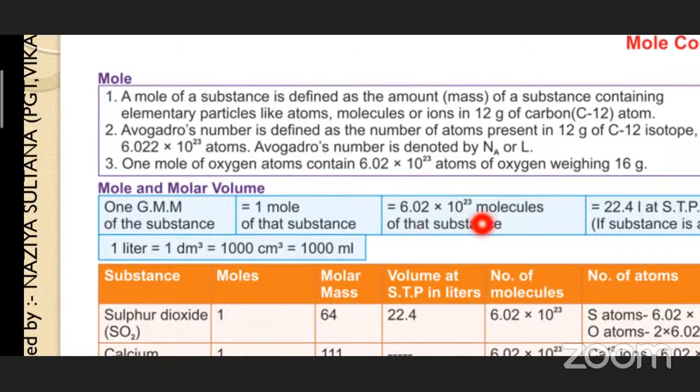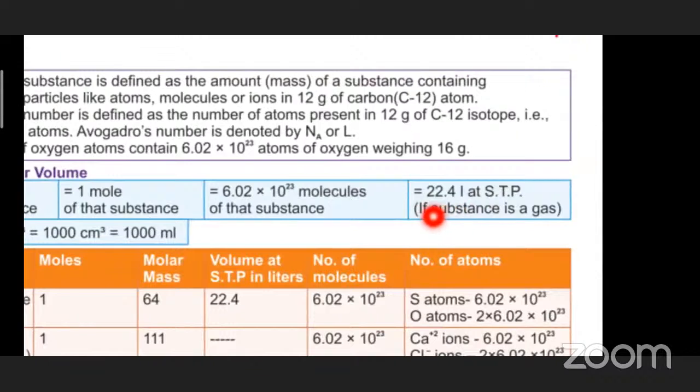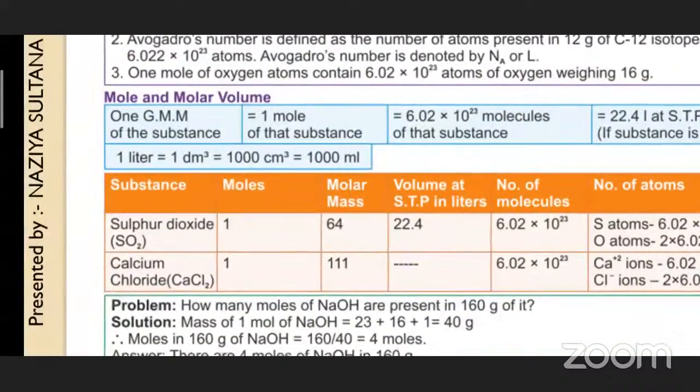And we have studied that substances exist in 3 physical states. It could be a solid, a liquid, or a gas. Suppose the substance is a gas, 1 mole of a gas will occupy 22.4 liters at STP. So 1 mole of a gas occupies how much volume? 22.4 liters. And we know that 1 liter is equal to 1000 ml. So let us see further examples. You will understand it better.